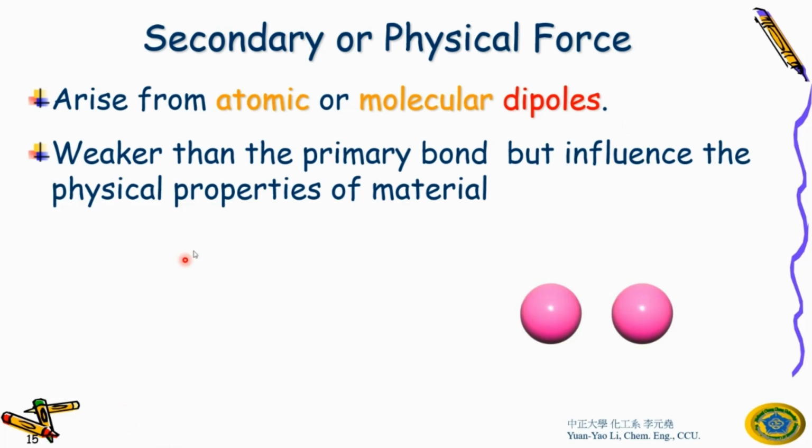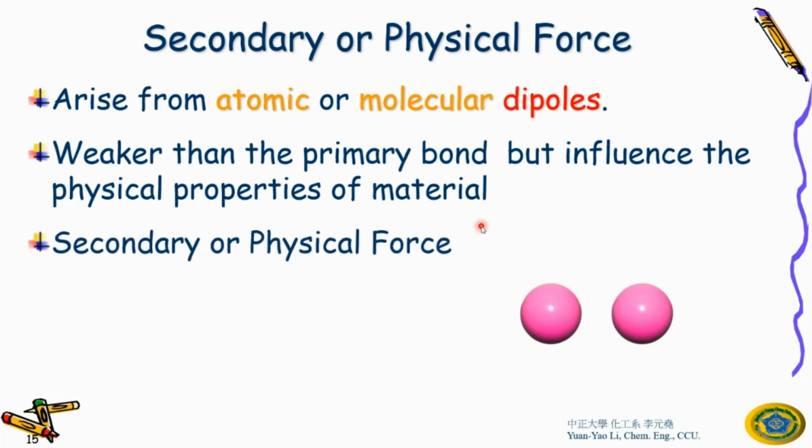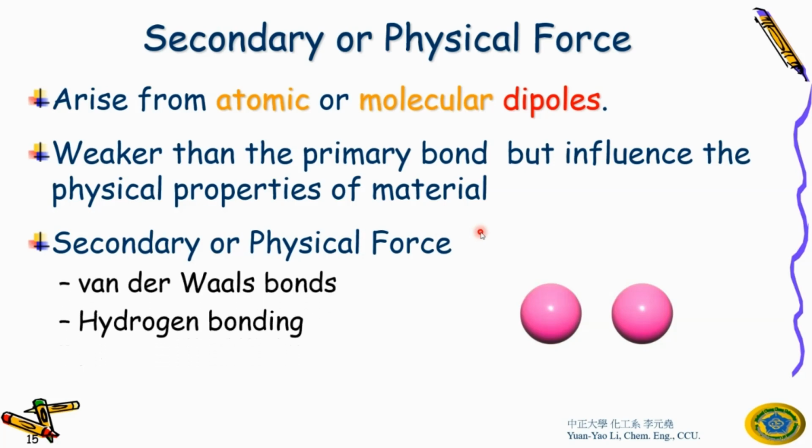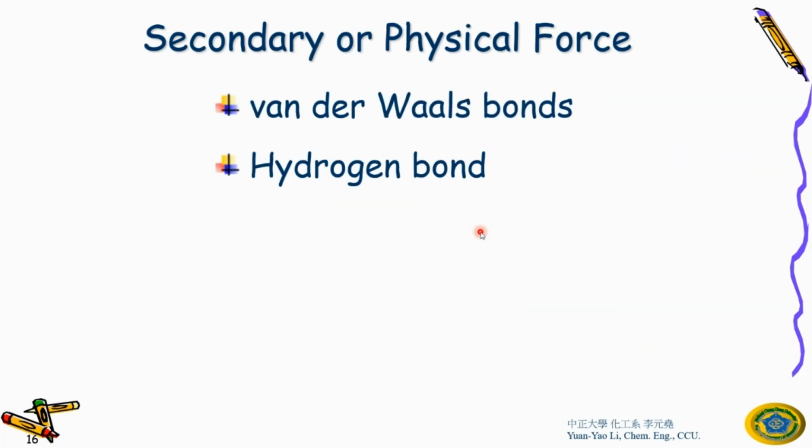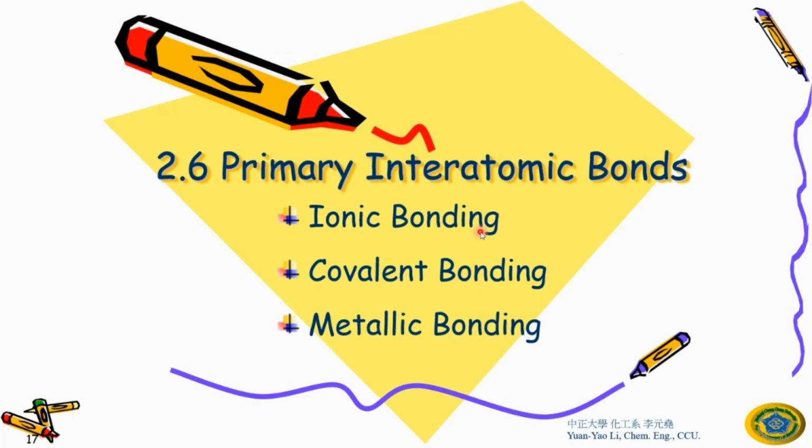Right, so they are weaker than the primary bonds, but they influence the physical properties of materials. It's an interesting topic. We are going to talk about this next week, I think. Okay, the secondary, or physical force, bonds are van der Waals bonds and hydrogen bonds. Right, these are two examples. Okay, so let's go to the primary interatomic bondings. The first one is ionic bonding.